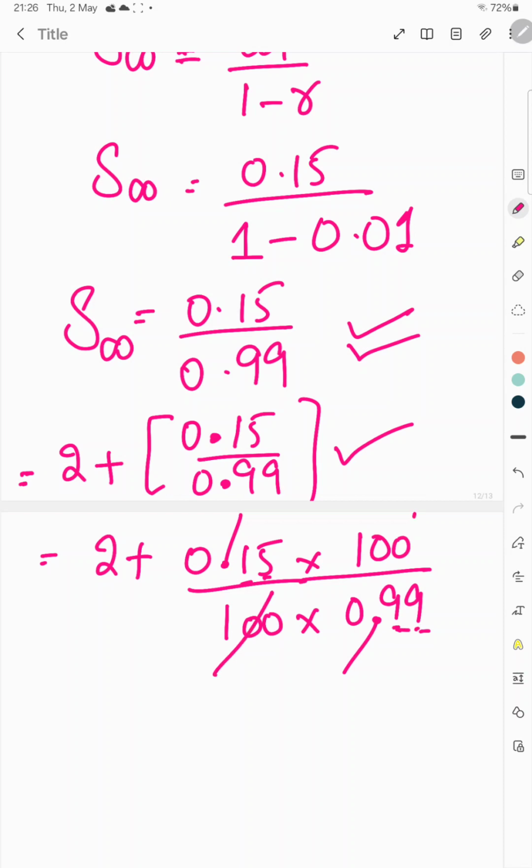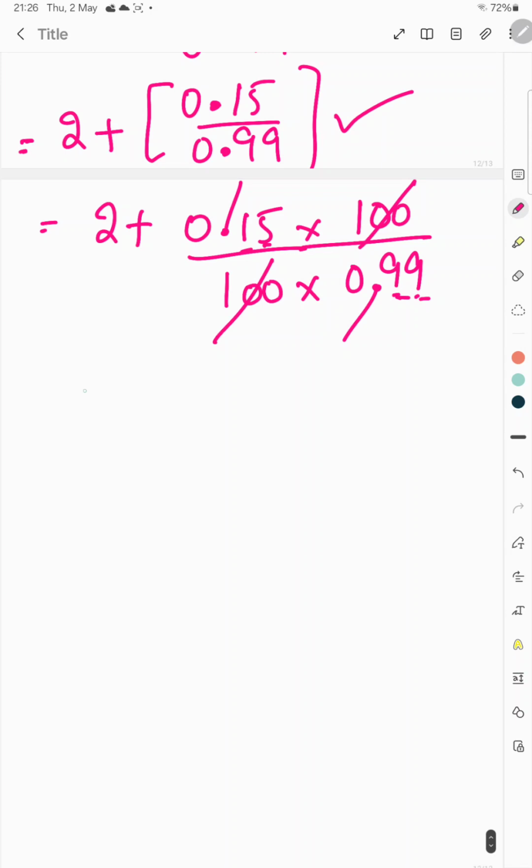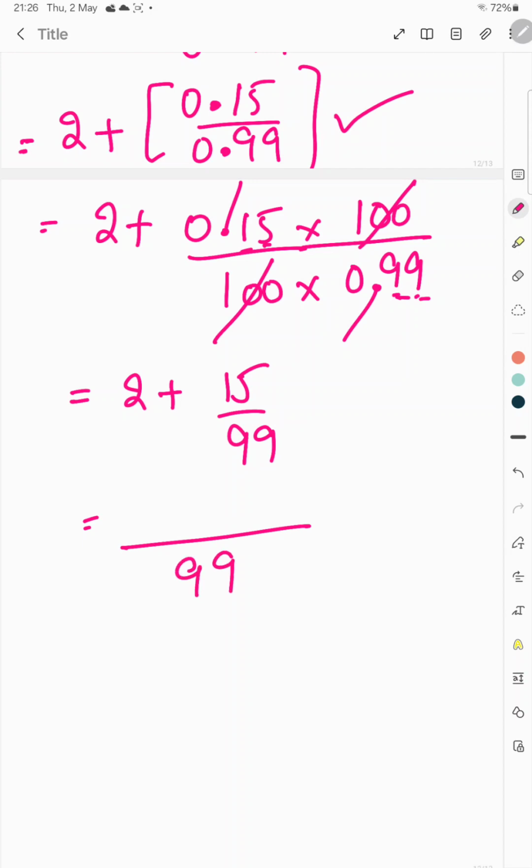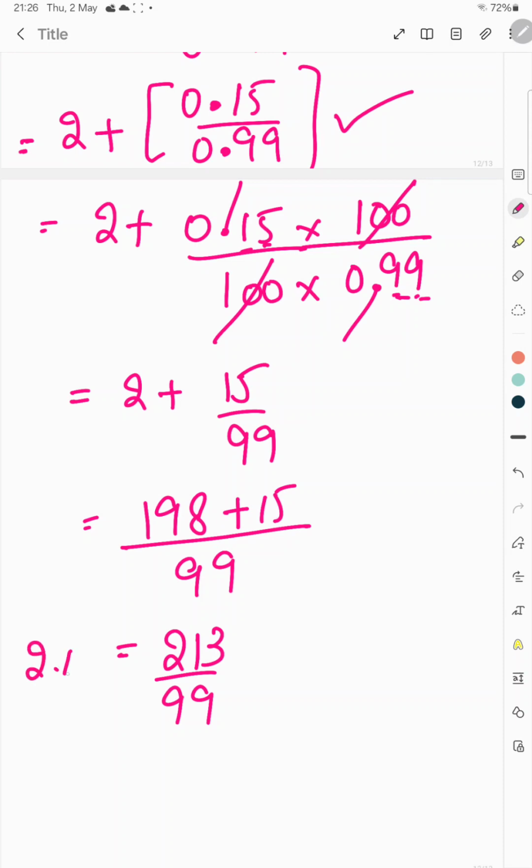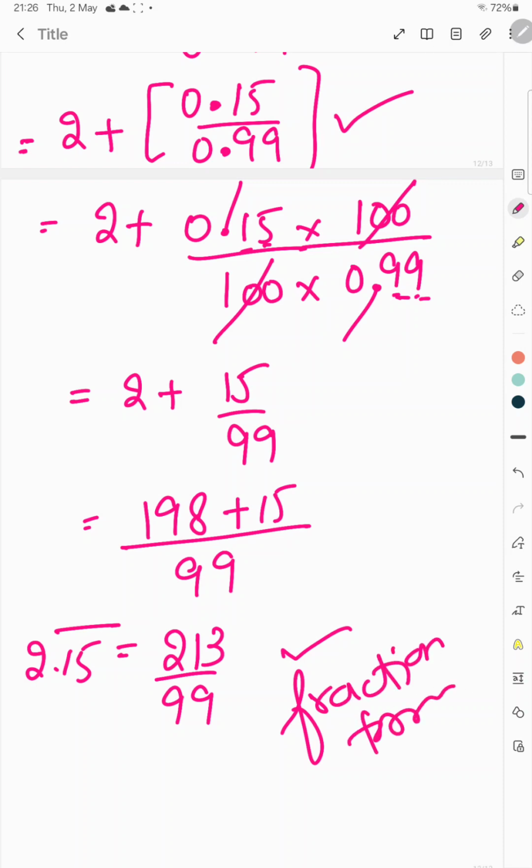Okay student, now 100 and 100 will cancel out each other, and here I get 2 plus 15 divided by 99. Here I have to take the LCM, and I get 198 plus 15, which is equal to 213 by 99. So student, I have just converted my decimal, which was 2.15, into 213 by 99, which is the fraction form. Okay student, so my answer is complete.